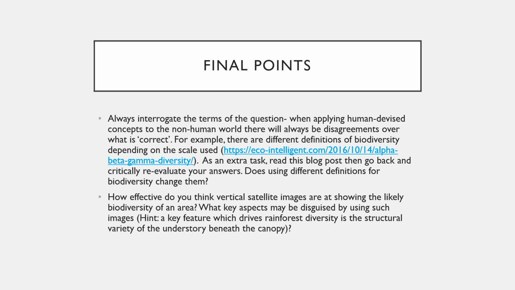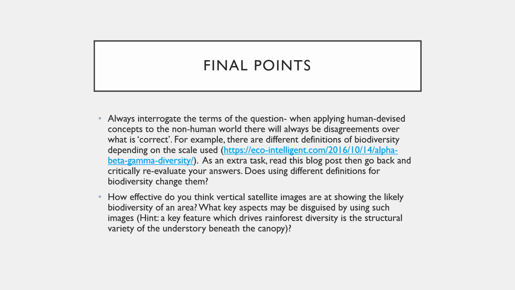Another important topic to consider is how we've got information as well. So geography is a science, and the way in which we convey information and gather information is very important. So here we've been using vertical satellite images showing different areas where we've been judging levels of biodiversity. So it might be useful to think about how effective you think these tools were in showing that. Also, what certain aspects of ecology or biodiversity may be hidden by the use of vertical images.